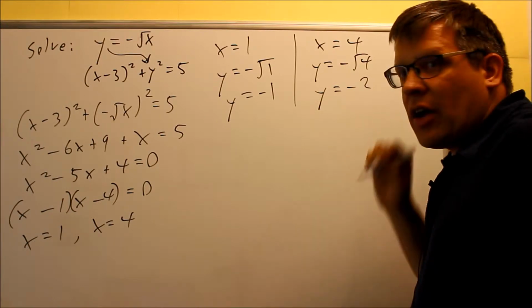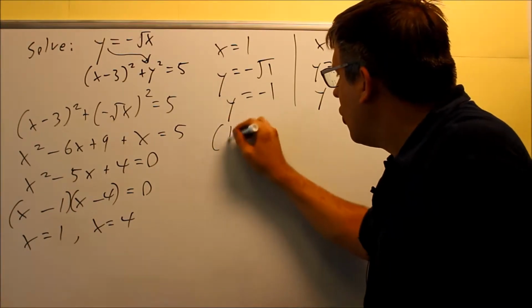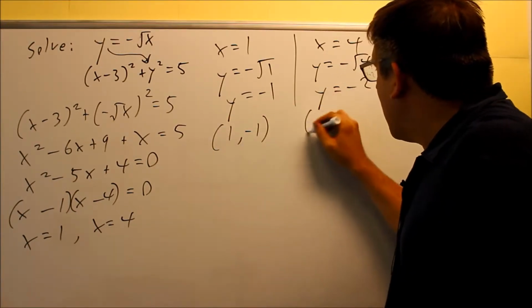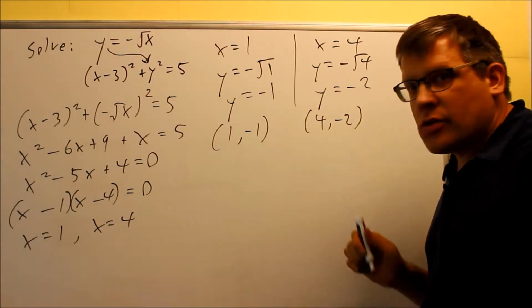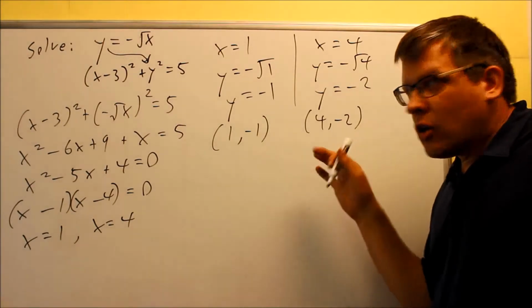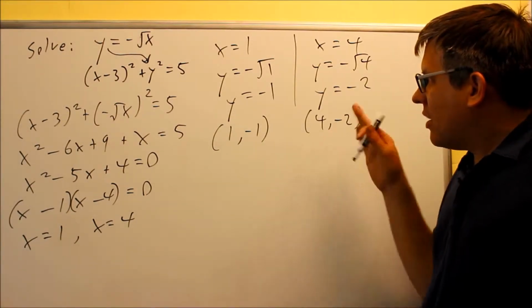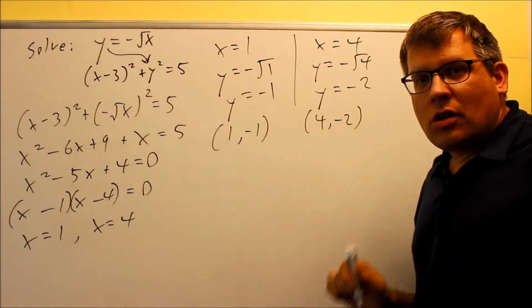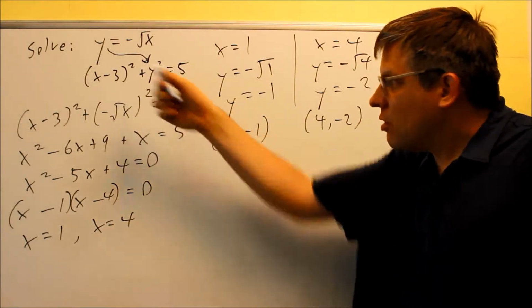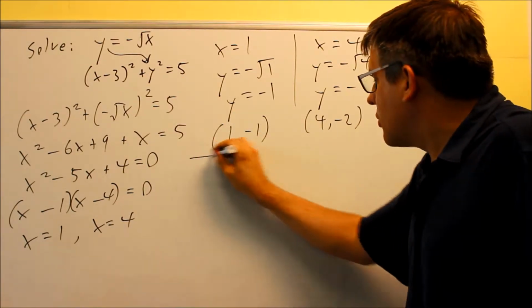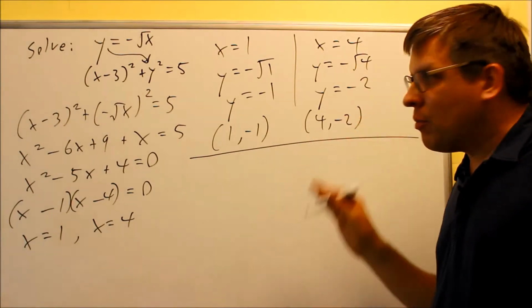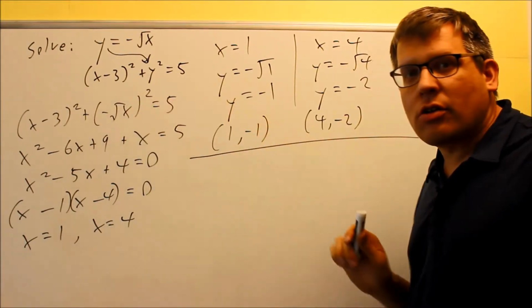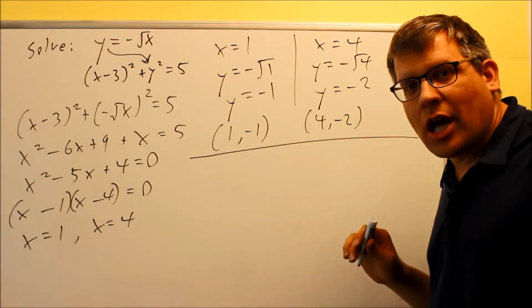So therefore we have 2 points. We have (1, negative 1), and we have (4, negative 2). So these would be our two answers for this problem. So now let's suppose that instead of using the first equation, let's say instead you decide to use the bottom equation. We already did the first one and we got our two answers, which would be the answer for this problem. But let's suppose you decide to use the second equation just to see what would happen.